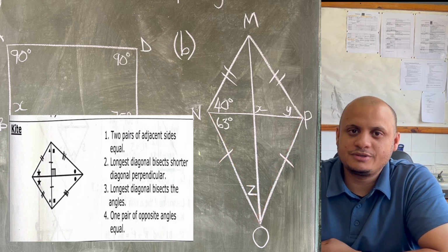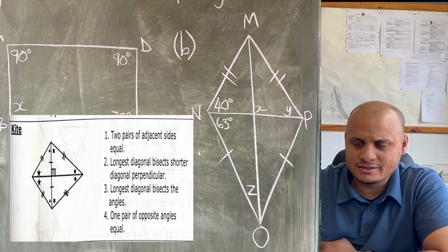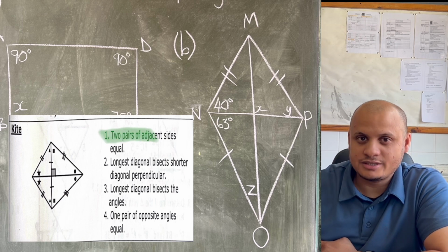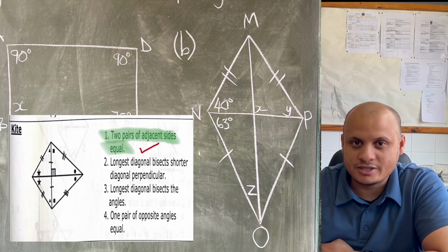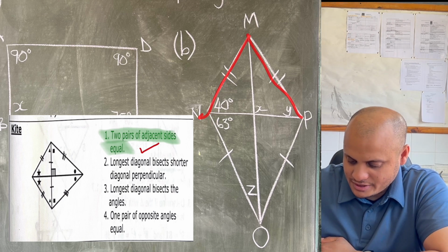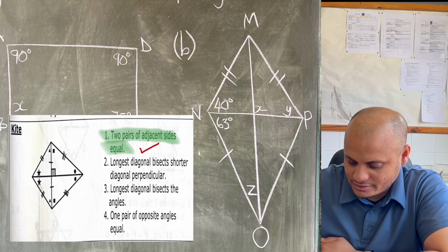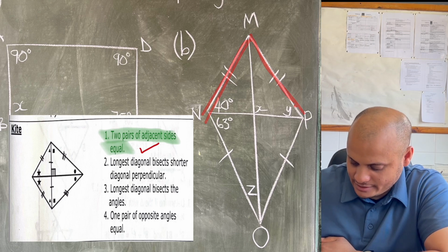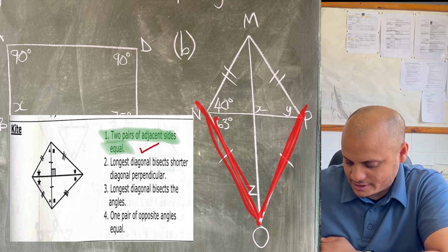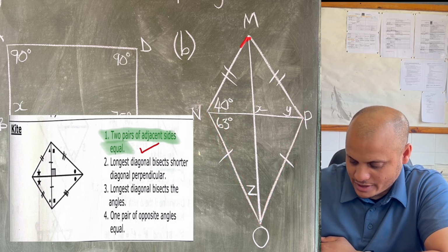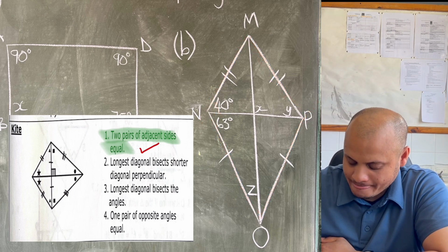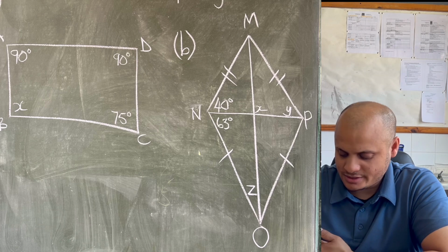Now, if you look at the properties of a kite, it does say that two pairs of adjacent sides are equal. And it says equal, not parallel. So if I look at my kite, side MN and side MP, they are adjacent. Adjacent means that they are next to each other or side by side. And then the other pair is ON and OP. They are adjacent because they are side by side. They are not opposite each other. Okay, so one pair and another pair. So two pairs of adjacent sides are equal. So that is really an indication that this is a kite.